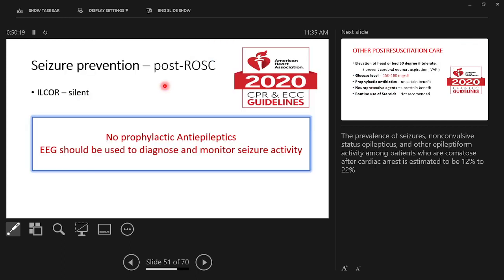Then, is there any role of seizure prevention in the post-arrest phase? According to the 2020 AHA guidelines, there is no indication for giving any prophylactic anti-epileptic. But what we can do is an ECG, we can do EEG to monitor and diagnose if there is any seizure activity. Regarding that, we can give the anti-epileptic drugs.